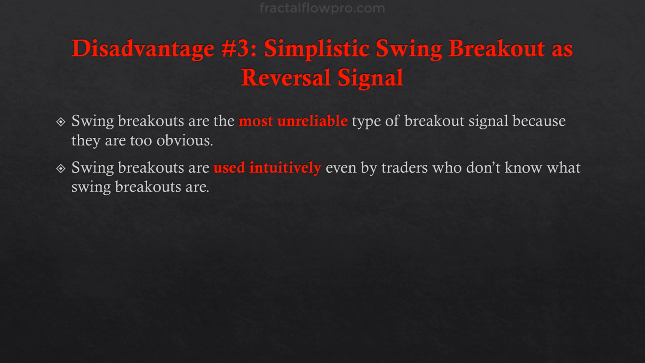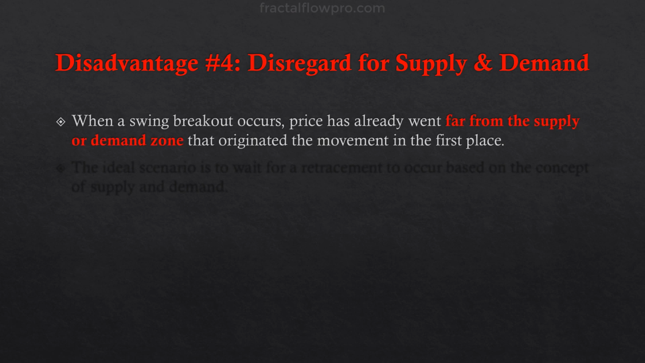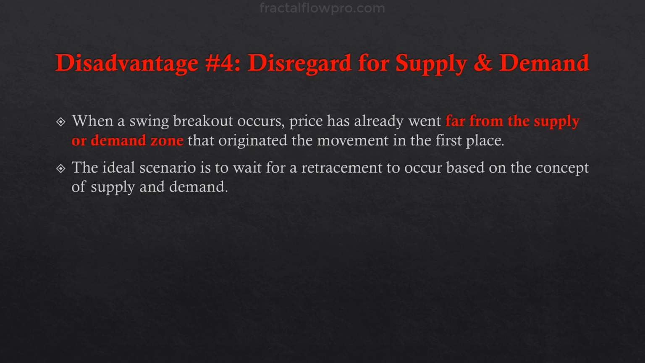In more technical terms, the swing breakout is a bad idea because it completely disregards the idea of supply and demand trading. When the price breaks a swing high or a swing low, the market has already extended itself past the optimal reversal point. Ideally, traders should wait for a retracement near the last significant supply or demand zone. If you want to learn more about supply and demand trading, check the Ultimate Beginner's Guide to Supply and Demand Trading in the YouTube card.